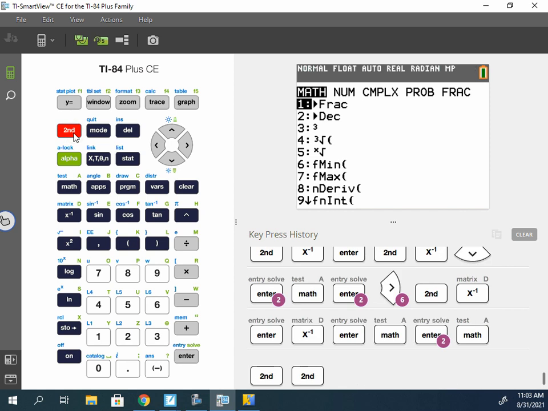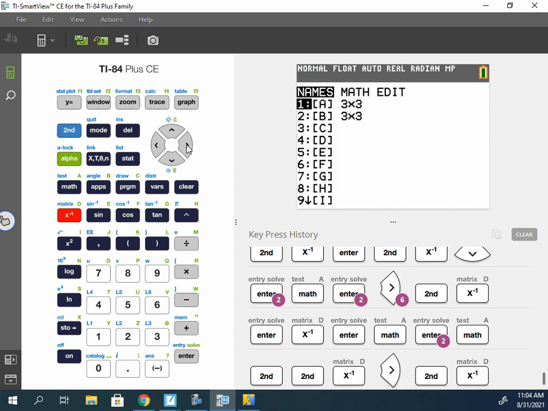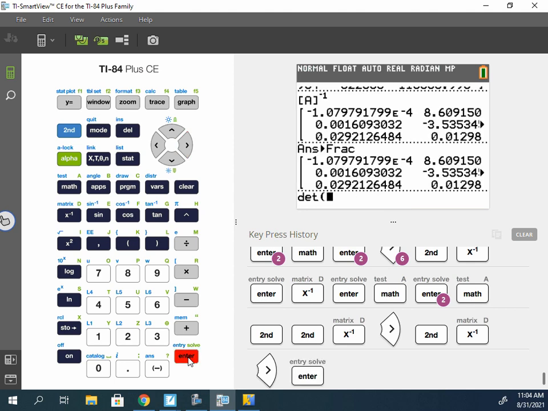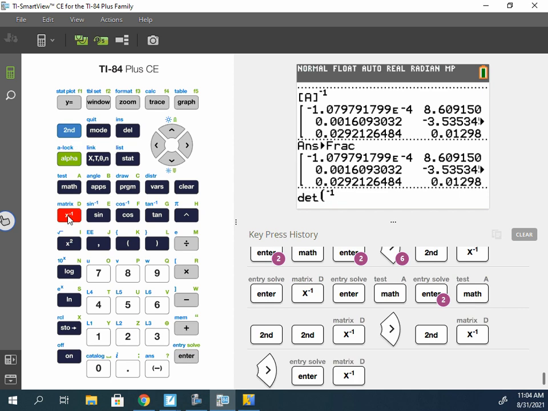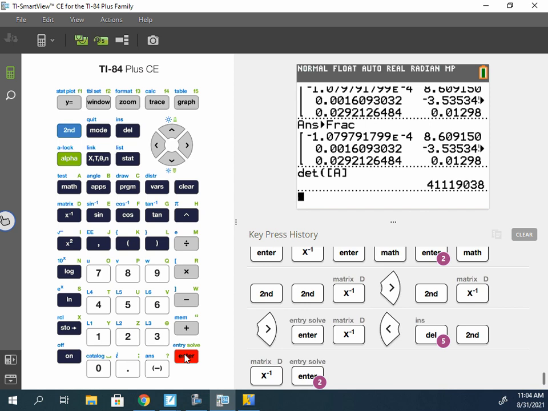Second matrix. Okay, if I can get in the right menu. Second matrix. So math, DET, the first one is determinant. Because if it asks on the ACT to find the determinant of the following matrix, type it in and have DET, second matrix, well, not that. Second matrix A, enter, there's the determinant. It'll give it to us.